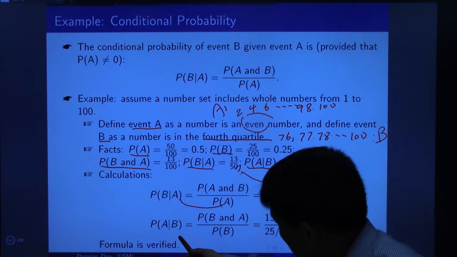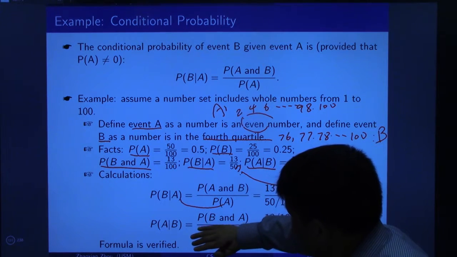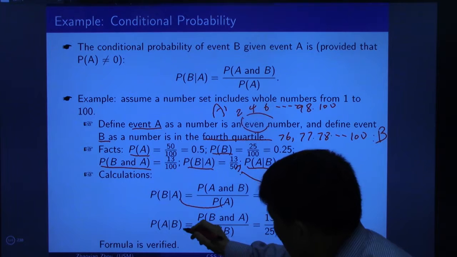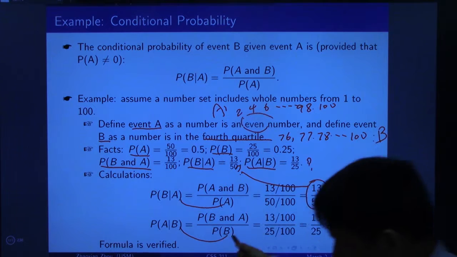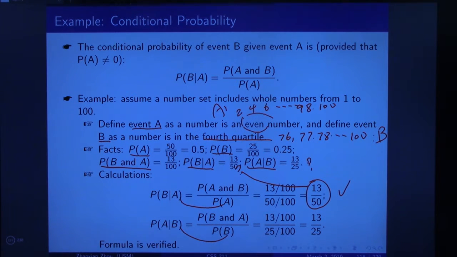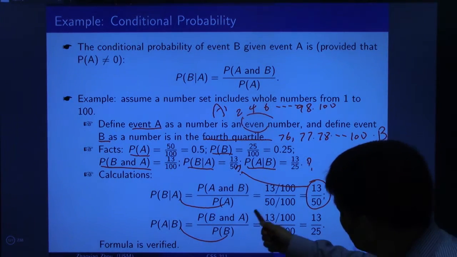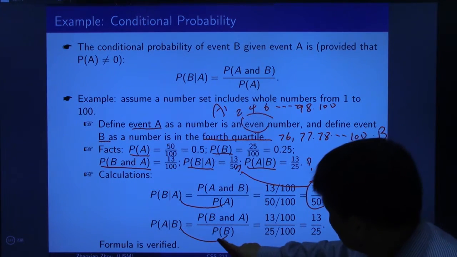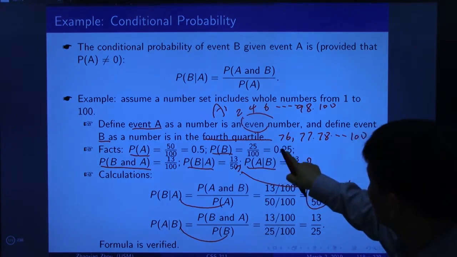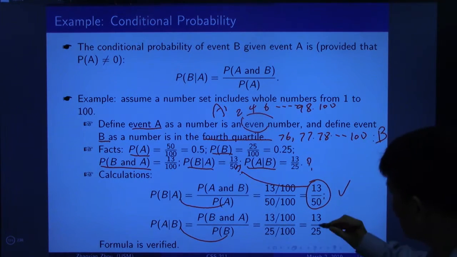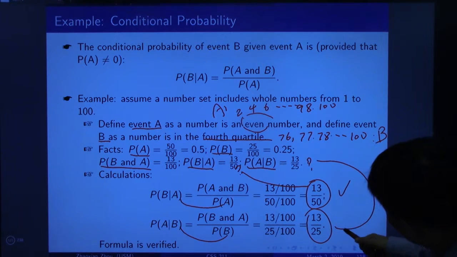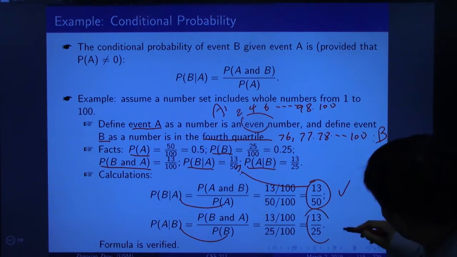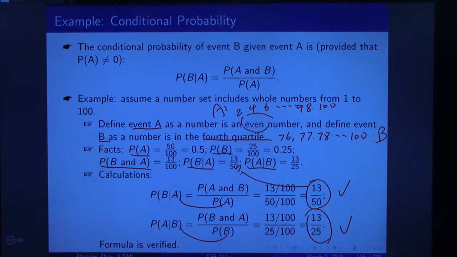Then P(A|B) equals P(A and B) on the top, B and A the same, right? And P(B) on the bottom. Again, keep in mind, this is the trick. You cannot think of this as division, but you use this method to memorize the formula. So on the top, A and B is the same thing, 13 over 100. On the bottom, P(B) is here, 0.25. So this one equals this. Now that one also equals this. So this one is good too. So we verified the formula.